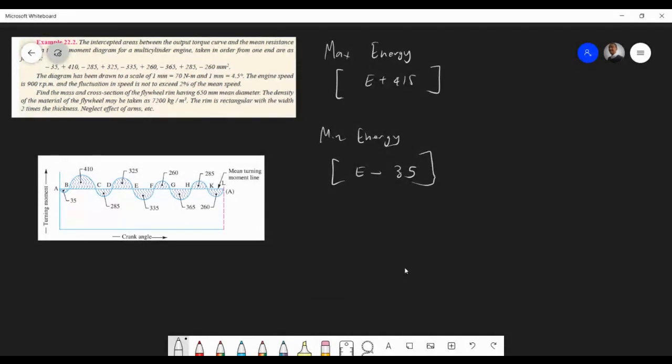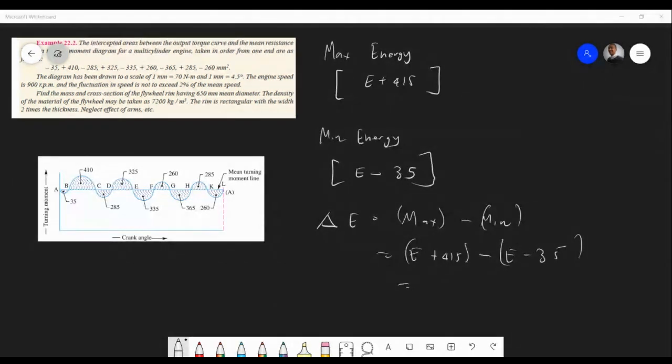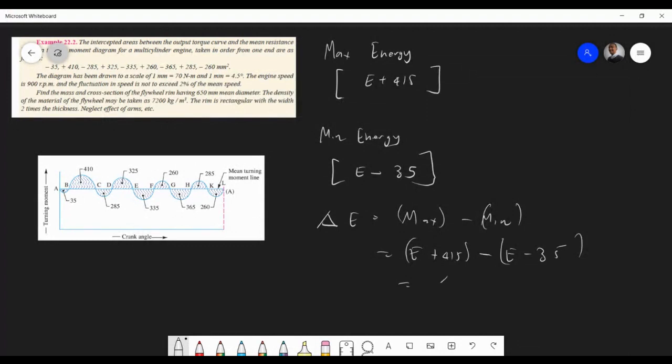So now, guys, what we need to do is find the coefficient part, which is the maximum energy minus the minimum energy, right? Obviously we're going to take E plus 415 minus E minus 35. These will cancel and you'll end up with a value, and that value should be 450, right? Okay, plus 450 millimeters squared, as you're aware.